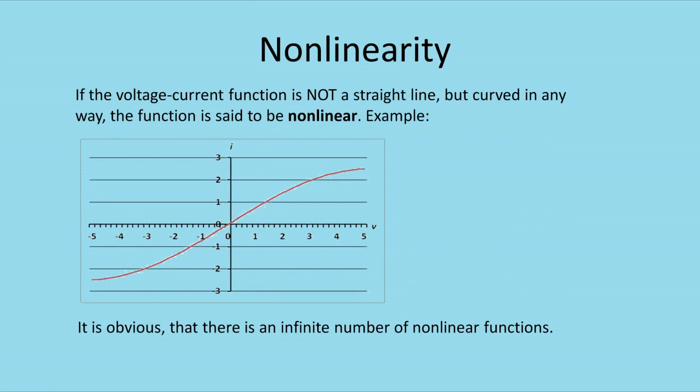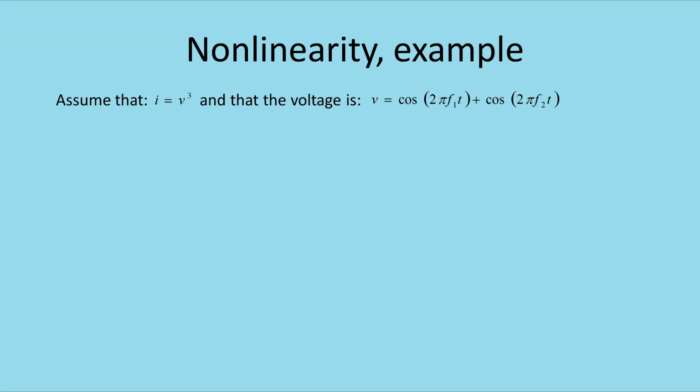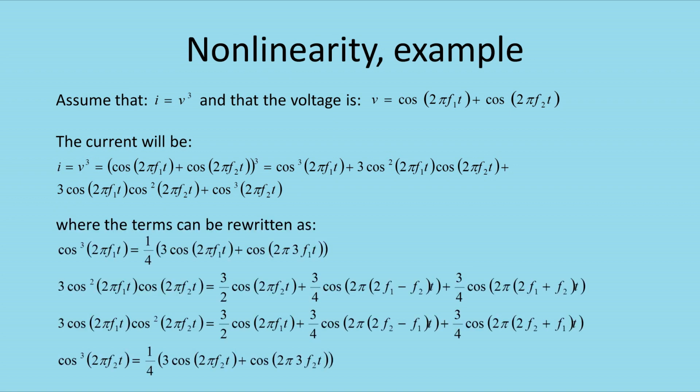If the voltage current function is not a straight line, but curved in any way, the function is said to be nonlinear. It is obvious that there is an infinite amount of nonlinear functions. Assume that the current I is equal to the voltage raised to 3. We apply the same voltage with frequency components F1 and F2 as earlier. After expanding the parenthesis, the current will contain 4 terms. Using standard trigonometric formulas, the 4 terms can be rewritten.